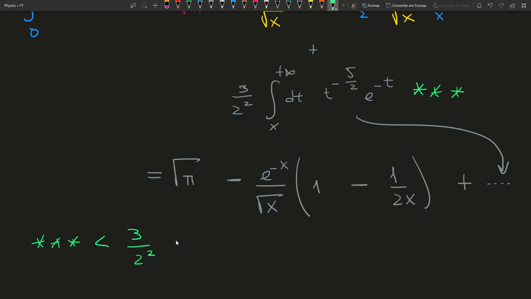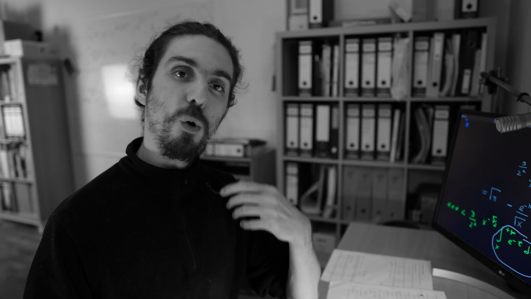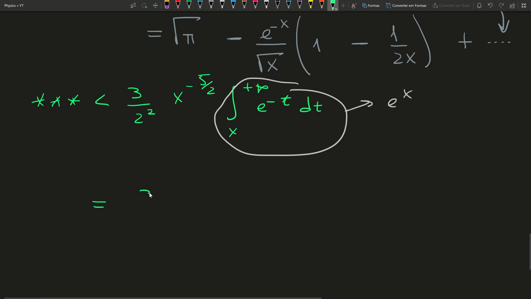x^(-5/2), and then the integral from x to plus infinity of this exponential is essentially e to the minus x. Rewriting now our upper bound, we get that this thing is 3/2 squared, 1 over square root of x, 1 over x squared, and then times this thing, e to the minus x. This is supposed to be minus, okay?